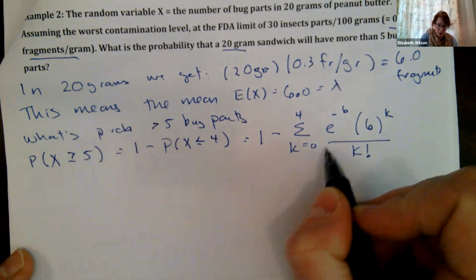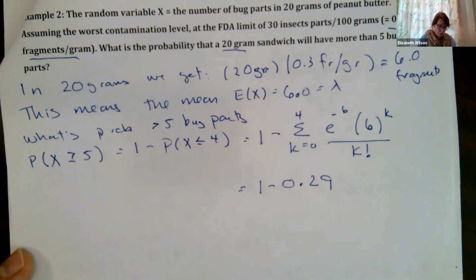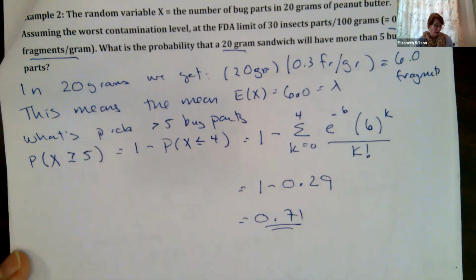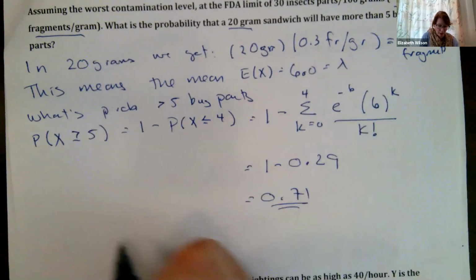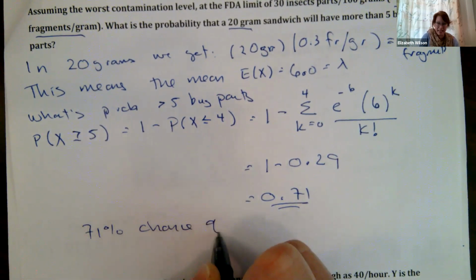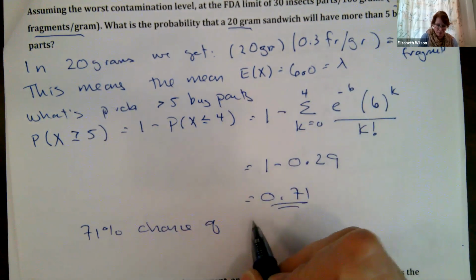So I summed all these up offline. So this is going to be 1 minus 0.29, okay? Which is going to give me 0.71. So the probability is actually quite high. So what that means is that we have a 71% chance of getting more than 5 fragments of bug parts in a 20-gram sandwich.